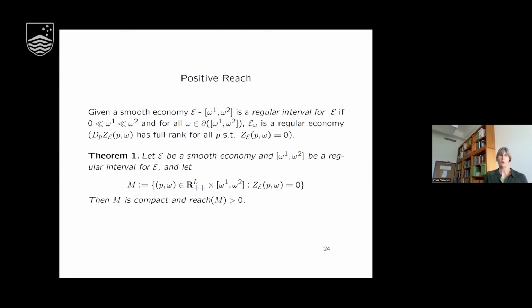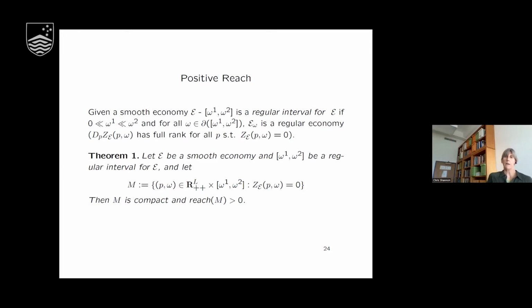Okay, so here's a reminder of what that means. This is saying that for this fixed endowment profile, the derivative of the aggregate excess demand with respect to prices has full rank for any equilibrium price vector in the economy that has this fixed endowment profile.